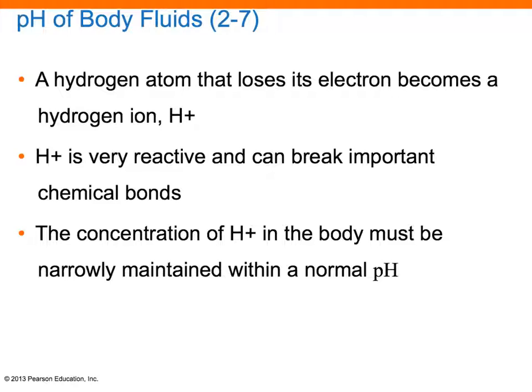Now, let's go to pH, 2.7. A hydrogen atom that loses its electron becomes a hydrogen ion, or H+. H+ is very reactive and can break apart many important chemical bonds. So the concentration of H+ in the body must be narrowly maintained within a normal pH for the human body.